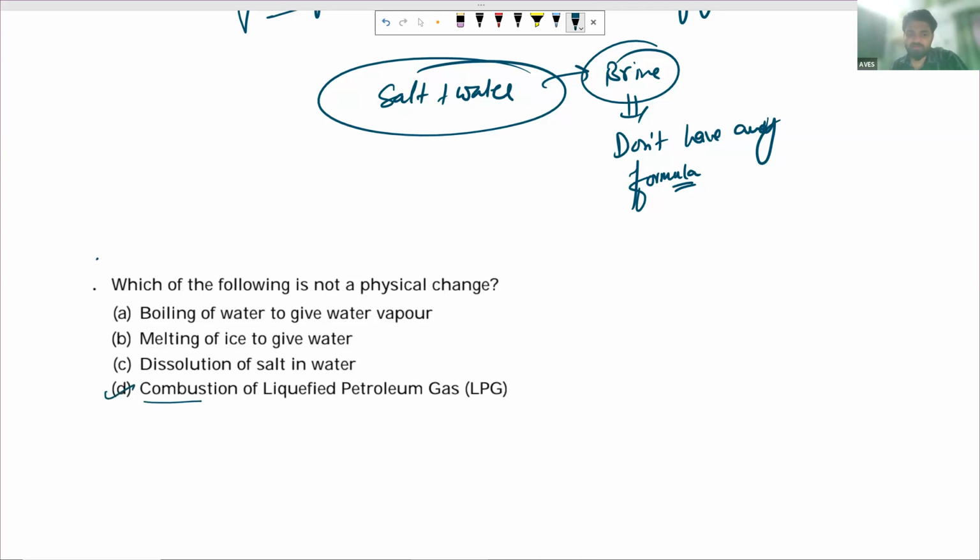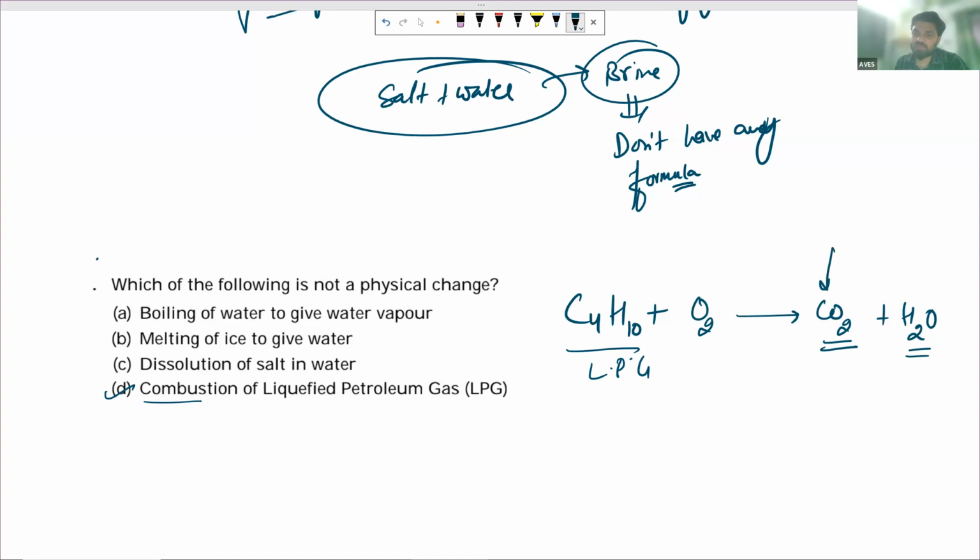Liquefied petroleum gas has a particular formula, and whenever something is combusted, means burning, it generally converts into carbon dioxide and water. For example, this is C4H10. That is the formula that you will learn, and this is the formula for LPG, liquefied petroleum gas. When you burn it in the presence of oxygen, it gives you carbon dioxide plus water. Balancing we will do later. Carbon dioxide is not combustible, and water is not combustible. So these two substances are formed, which have a new property, not showing the property of the LPG and oxygen gas.